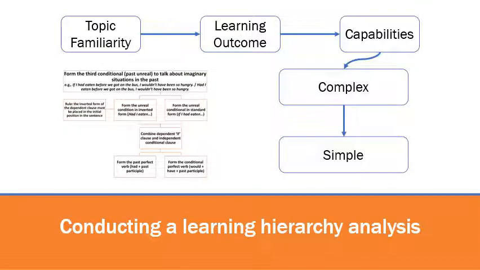At some point, you have to decide what the entry-level capabilities are to avoid unnecessary levels of simplicity. For example, in the example of the third conditional, it is assumed that learners already have a certain level of knowledge of English grammar and that it is unnecessary to describe more basic grammatical knowledge. The implication of the learning hierarchy is that the target skill can be taught from the bottom up, from more basic to more sophisticated skills.